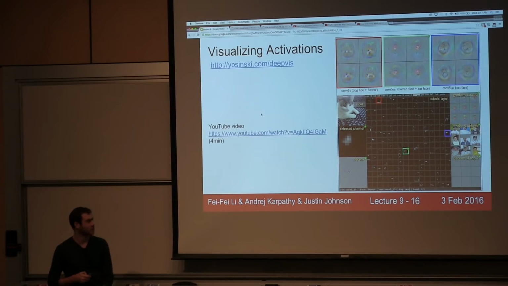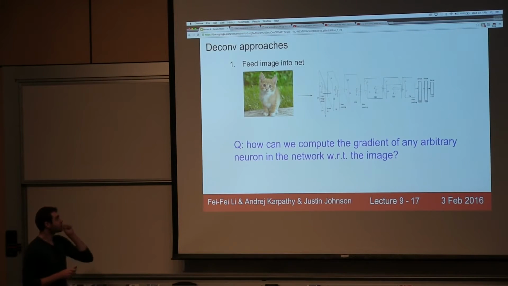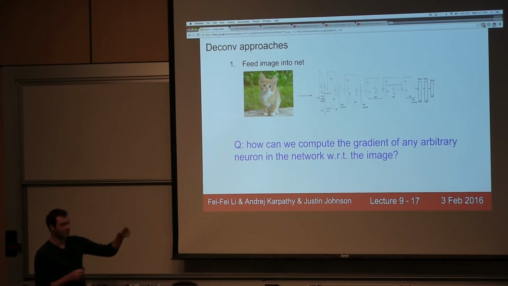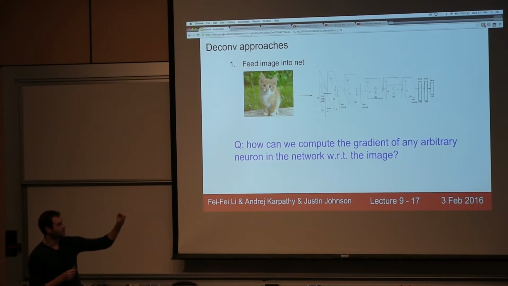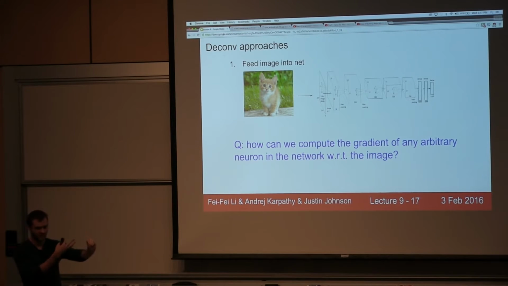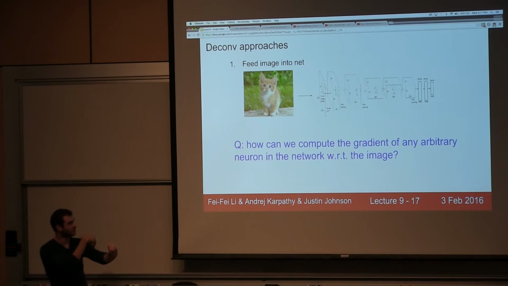So I'll show you first how we generate some of the deconv images that he showed. Before we actually dive into it, I'd like to start off with a question. Suppose I feed an image through a convolutional network and we get all these activations throughout. Think about how you can compute the gradient of any arbitrary neuron in the network with respect to the image. So in other words, the gradient on the image for any arbitrary neuron in the network is computable.